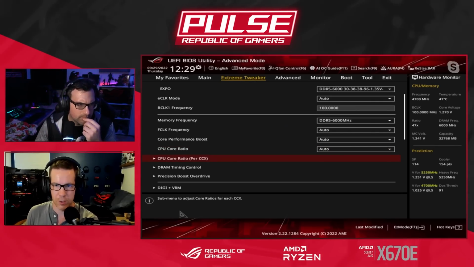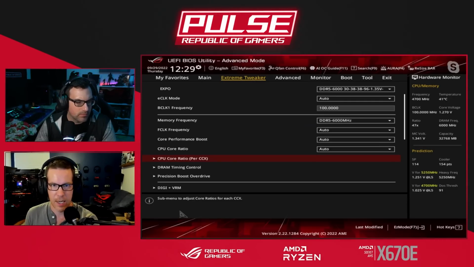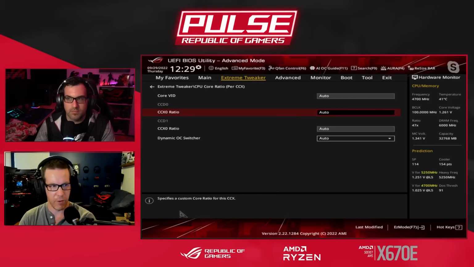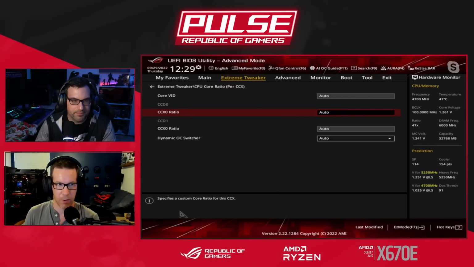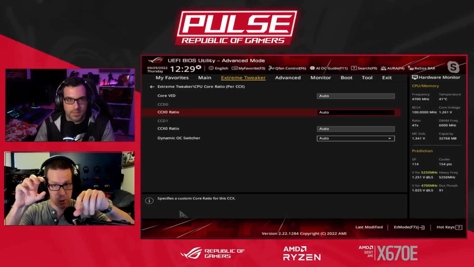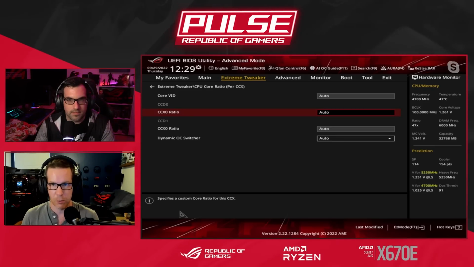What I actually did, this is pretty cool. We have a feature called CPU Core Ratio per CCX. A CCD is the core chiplet die, and the CCX is like the group of cores within those chiplets. If you guys remember when Ryzen came out, the big thing was all the cores aren't on one die anymore. They're now split between what they call chiplets, which are like multiple little dies on the CPU.